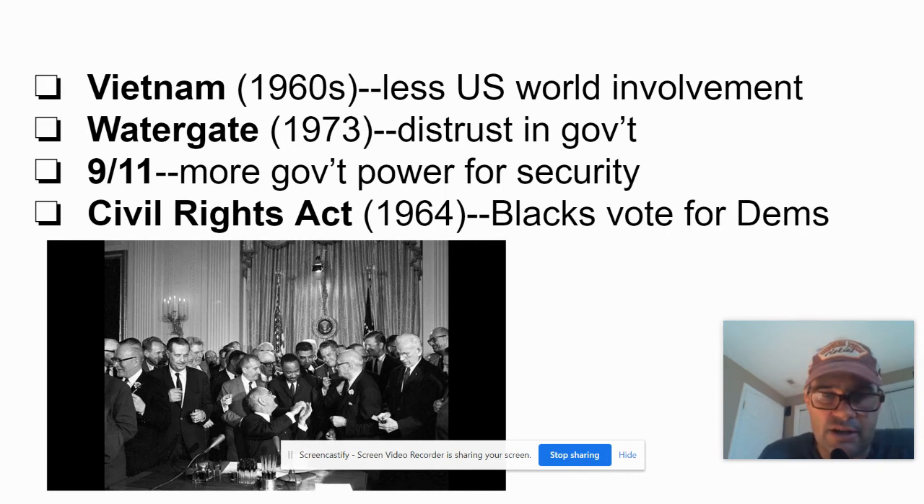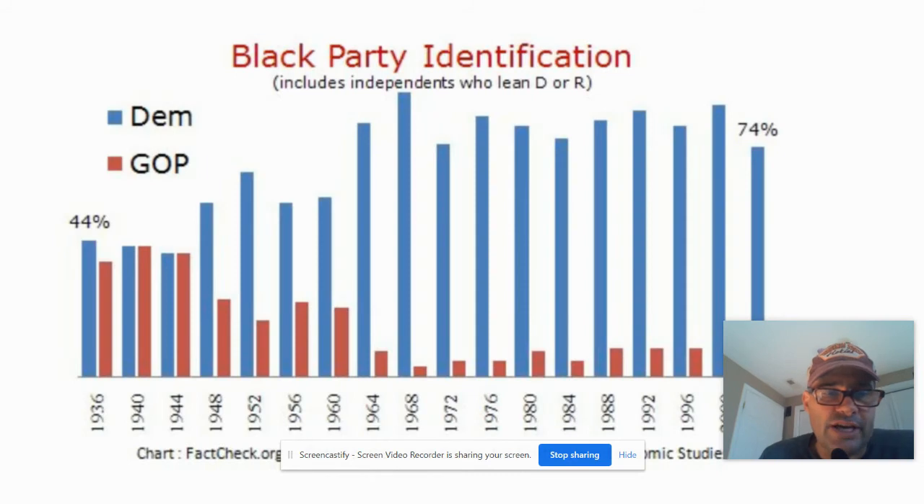In fact, let's look at a chart for that. So look at 1936, 1940, 1944. You can see that black party identification was fairly equal. Of course, blacks historically were Republicans. I mean, from the Civil War onward, you had the Republicans who freed slaves, and Ulysses S. Grant fought for rights in the South against the KKK and whatnot.